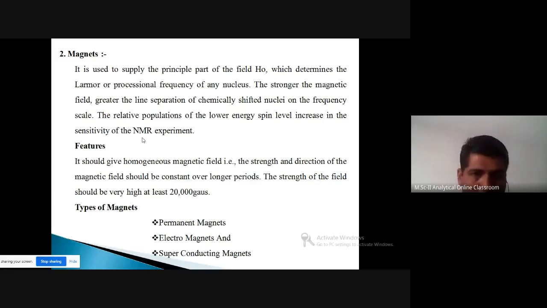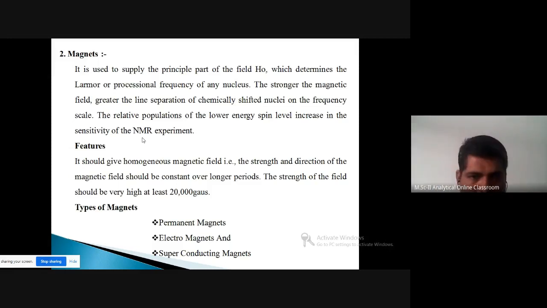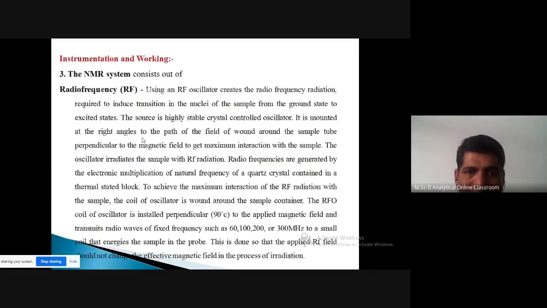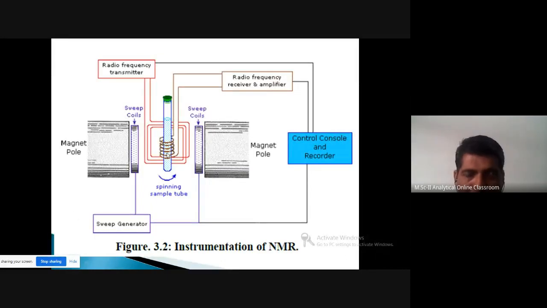Now let's see the feature of the magnet. Now, this magnet should give the homogeneous magnetic field. What is meant by homogeneous magnetic field? Sir, equally distributed. Okay, good. Distributed. First, I will imagine it. But we have a sample, right? A total sample. And this magnetic field is there.